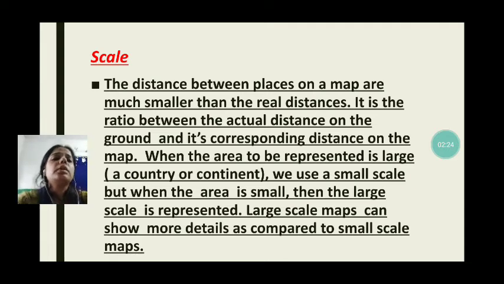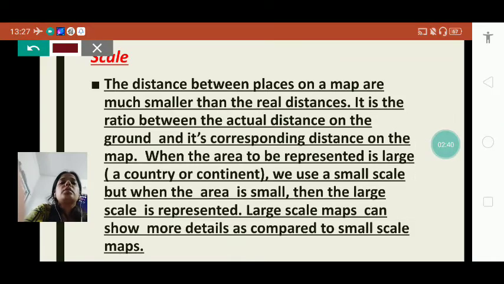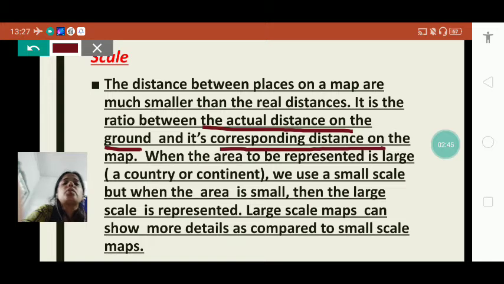Scale means what? The distances between the places on a map are much smaller than the real distance. It is the ratio. Ratio means it is the comparison between the two things. The first one is actual distance on the ground and the second one is corresponding distance on the map. So it is the ratio between the two things.